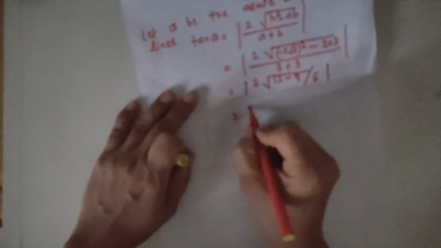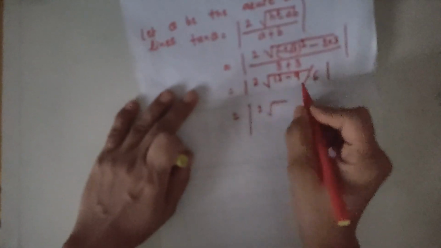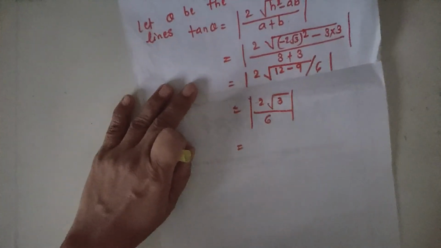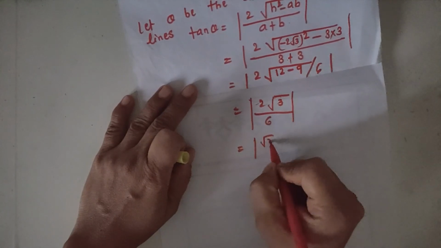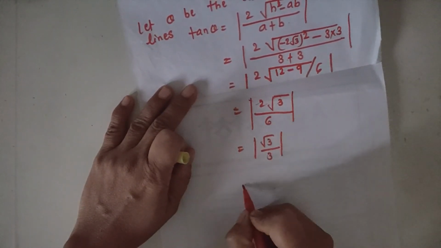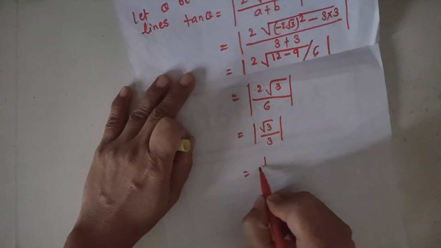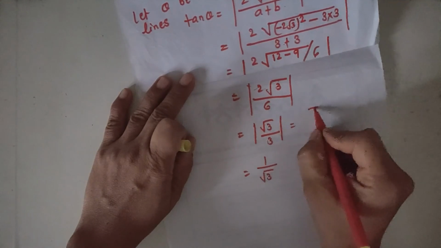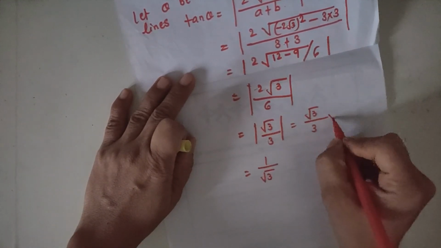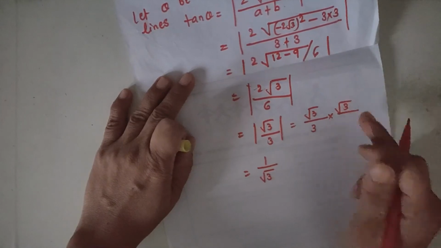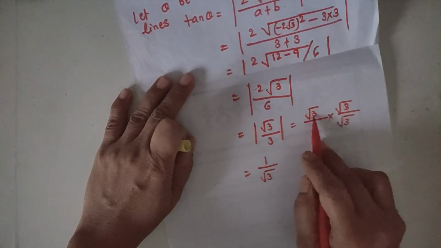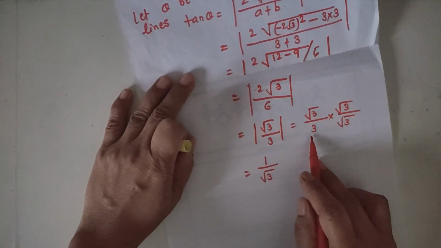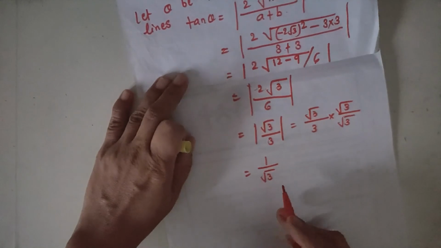So by simplifying this we get 2 into under root of 12 minus 9, 3, upon 6. Dividing 6 by 2, we get root 3 upon 3, and by rationalizing this we get 1 upon root 3. Rationalizing, root 3 upon 3, multiplying and dividing by root 3, we get root 3 into root 3, 3, and the numerator 3 and this denominator 3 will be cancelled, then we get 1 upon root 3.